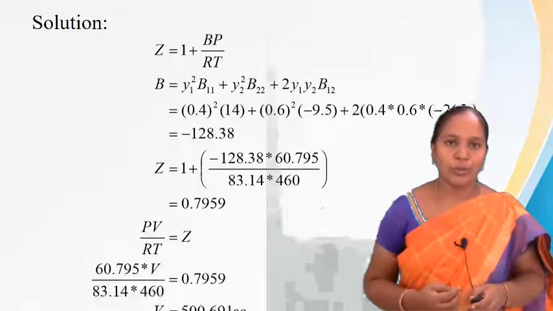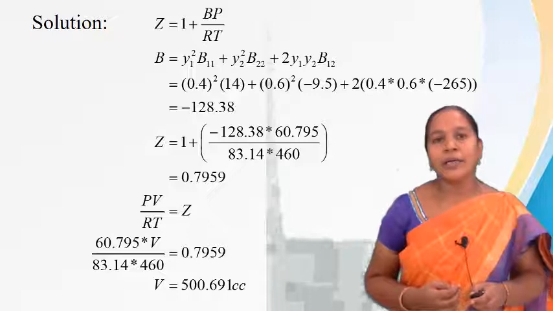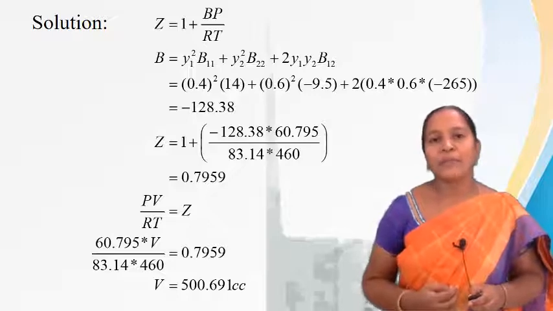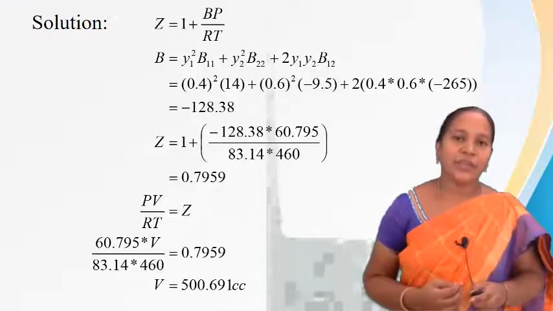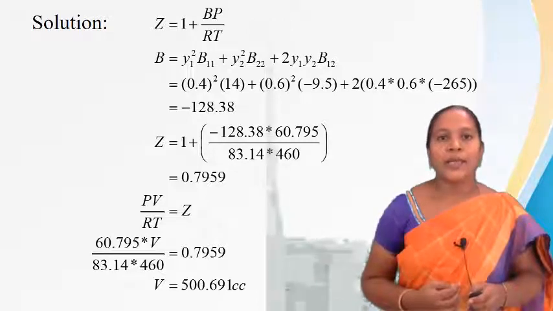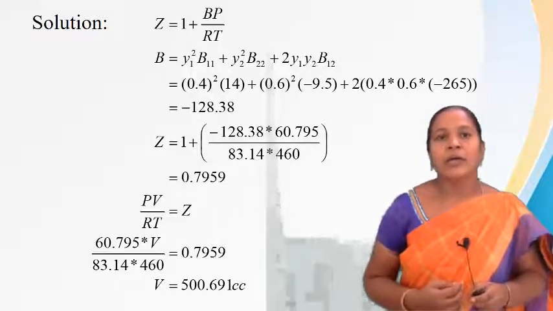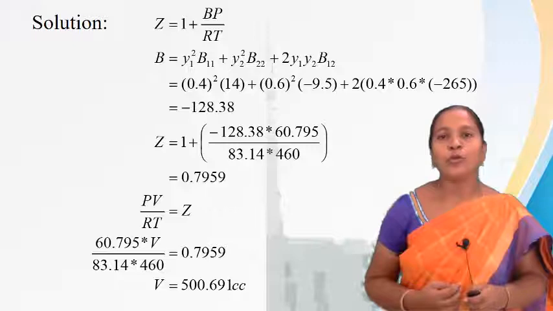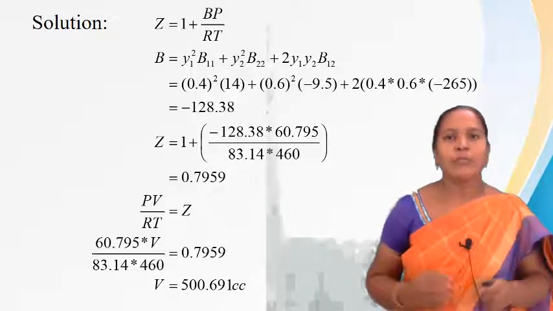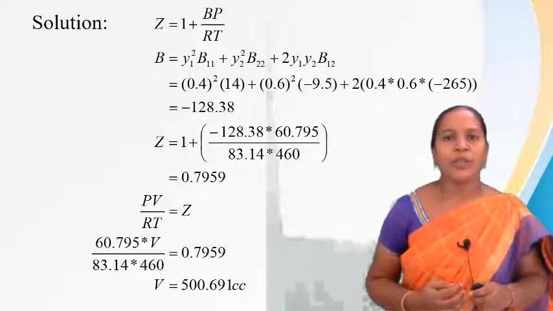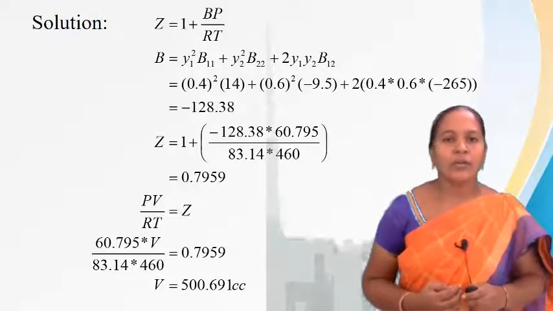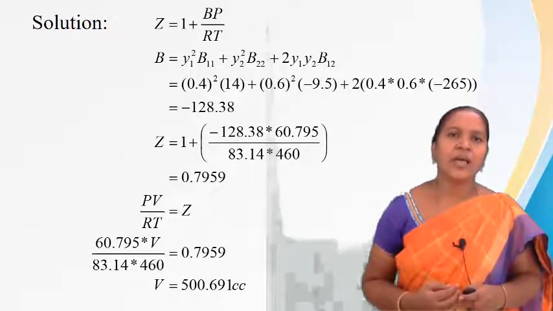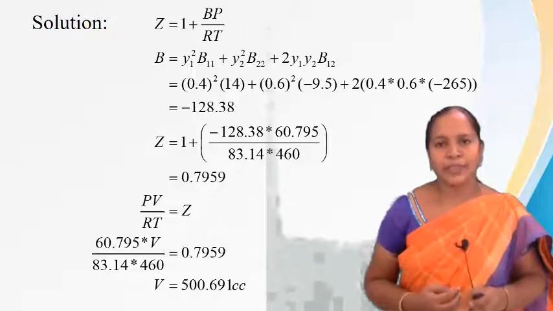Now coming to the solution. Here we know the compressibility factor expression, that is Z equals 1 plus BP by RT. This is the second virial correlation. Here B is calculated from y1 square B11 plus y2 square B22 plus 2 y1 y2 B12. Here y1, y2 are mole fractions and B11, B22, B12 are the virial coefficients data that is already given in our problem. P is the pressure, R is the gas law constant, T is the temperature.